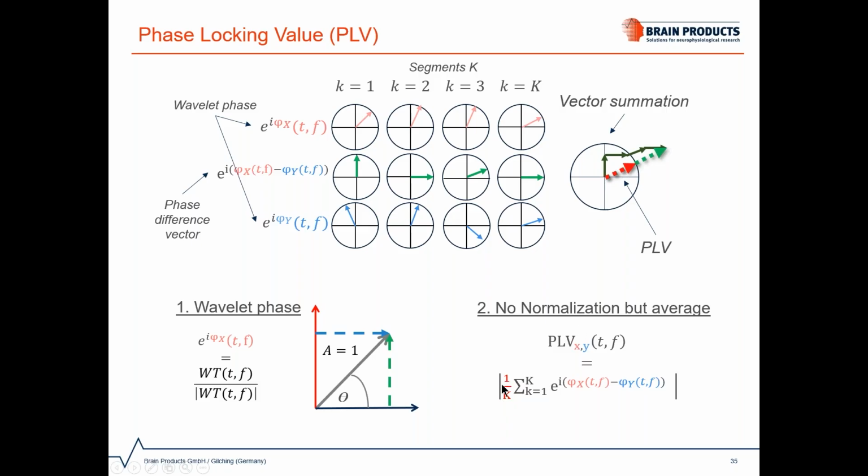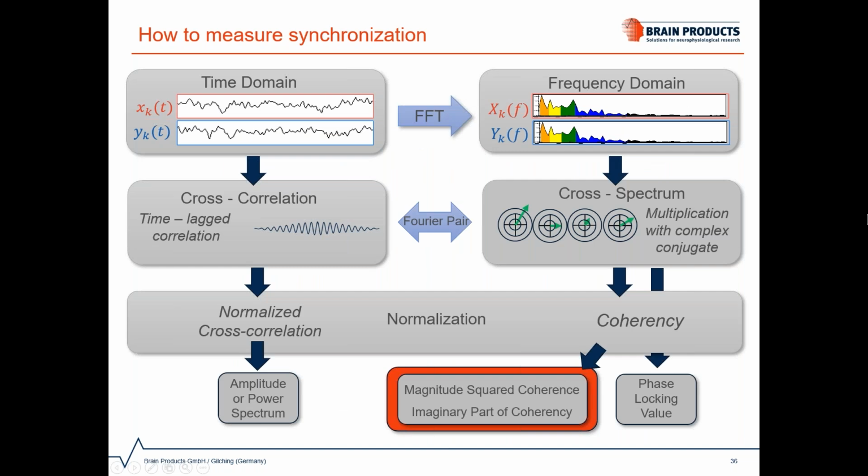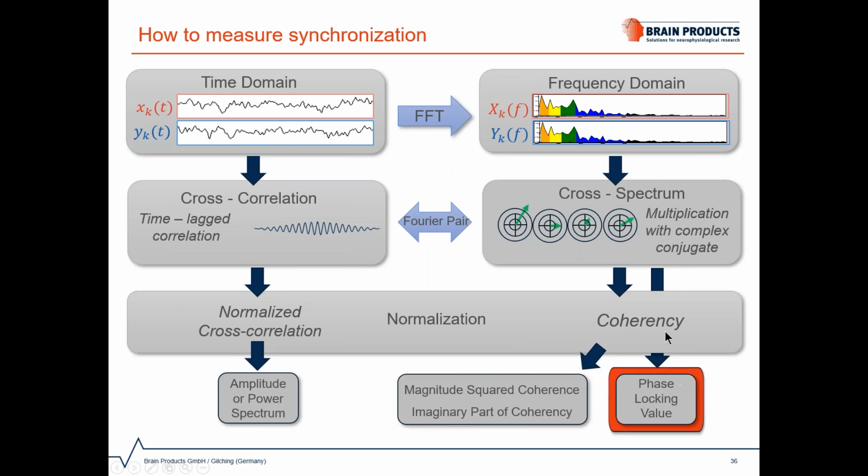So here we have the average operation. Note that the final normalization step here is not needed, as all amplitudes that went into this vector average are already normalized. Again, for orientation, the phase locking value is not based on the coherency as the other two measures were, but it's directly derived from the cross spectrum. However, as we have seen just now, the complex time frequency domain data, in our case the wavelet coefficients, were already normalized. So this normalization step is skipped.